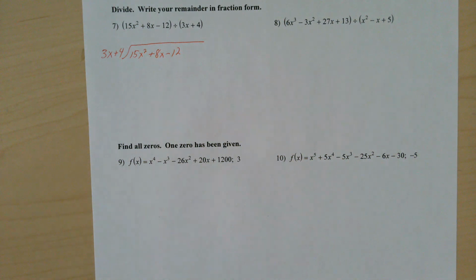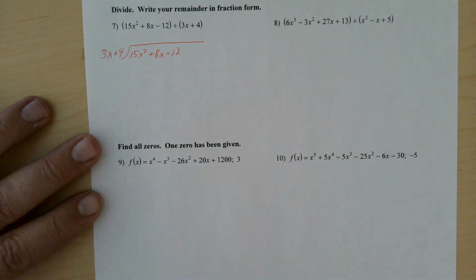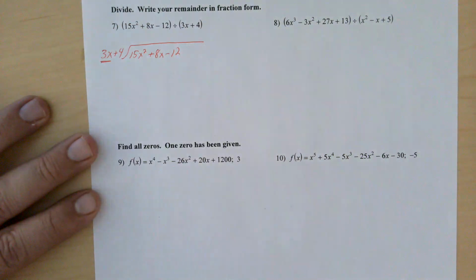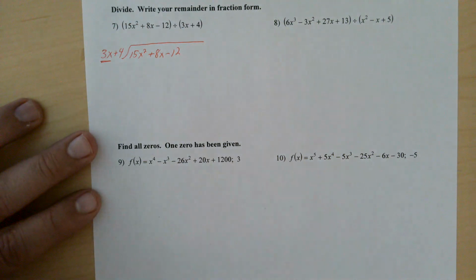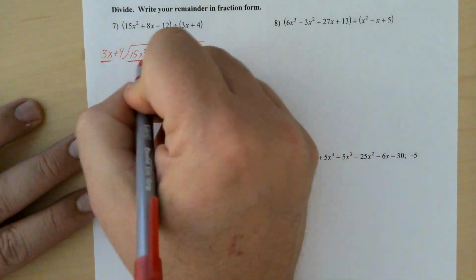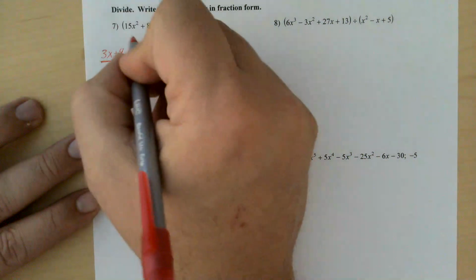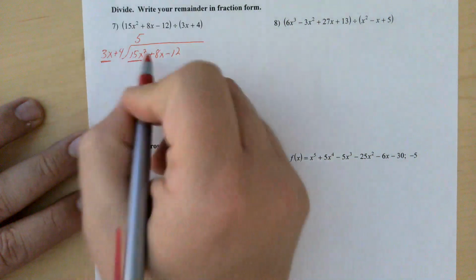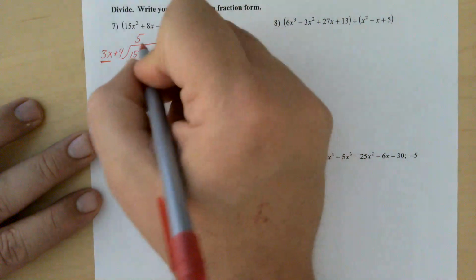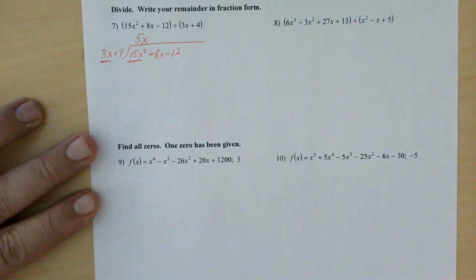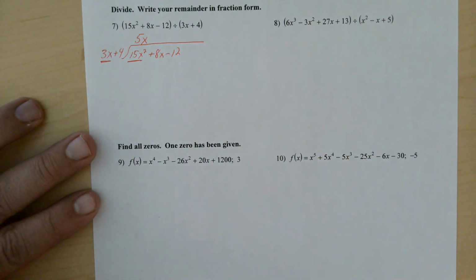It should take about this many steps. And remember, to get started, I'm only concerned about this 3x. I'm concerned about that first term into this term, okay? And it will divide evenly. 3 fits into 15 evenly 5 times. X fits into x squared x times. Okay, so I have a 5x up top.